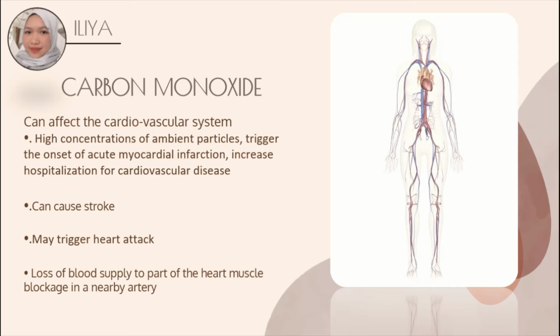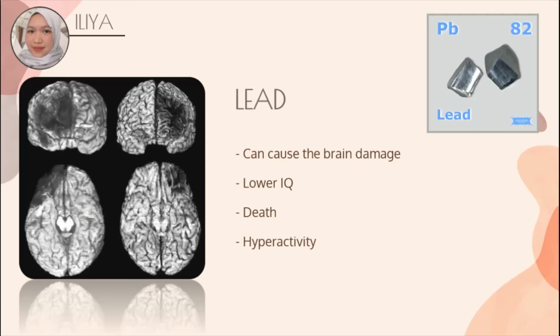A heart attack happens when there is a loss of blood supply to part of the heart muscle. It often results from a blockage in a nearby artery. Lastly, there is lead, which can cause brain damage, lower IQ, death, and hyperactivity.